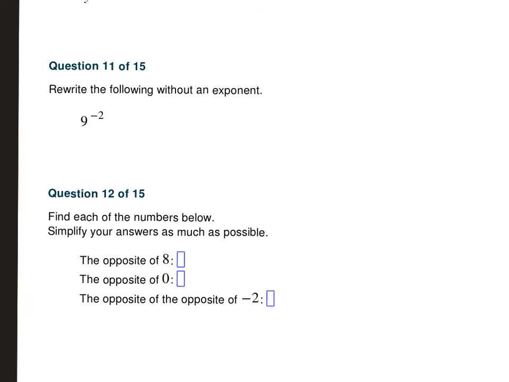Problem 11 asks us to rewrite the following without an exponent. For your test, it is going to be without a negative exponent. So remember, when we have negative exponents, we move it to the denominator of our fraction and change it positive and put a 1 on top. If I were to then continue this and write it without an exponent, it would be 1 over 9 squared, which is 81. This is what I'm going to ask for the exam, writing it without a negative exponent.